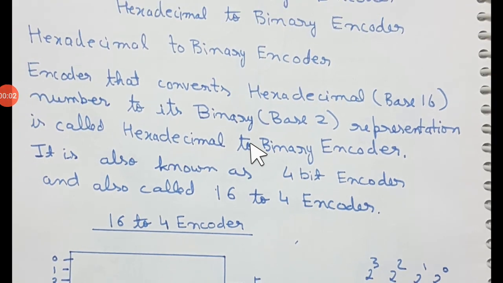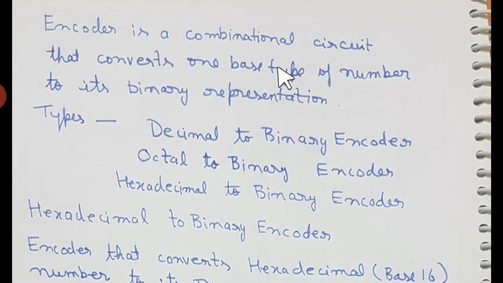Hello students, in this video I am going to discuss the hexadecimal to binary encoder. But before that I want you all to understand what is the encoder. So students, encoder is a combinational circuit, and what is the job of the encoder? Its job is to convert one base type of number, yes, one base type of number to its binary representation.